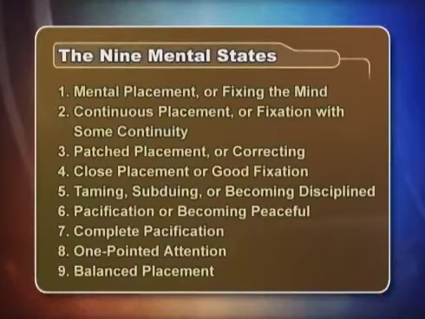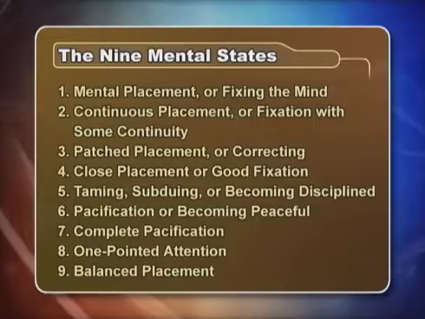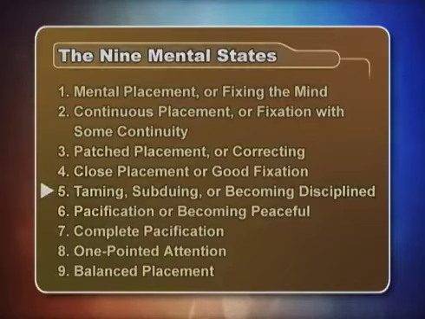And then we go to stage number five. Number one is mental placement, number two is continuous placement, number three is correcting placement or patch placement, number four is close placement. Number five is taming. Taming is when the monkey mind is under your taming control already.